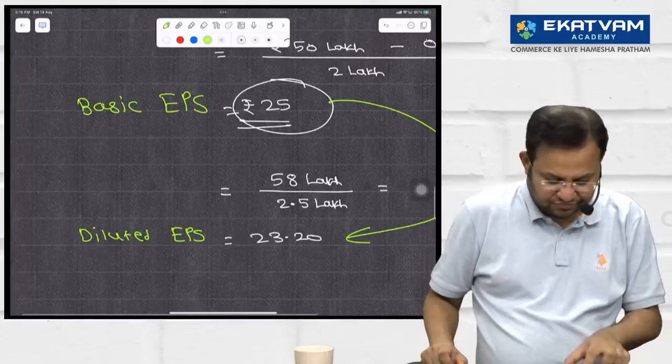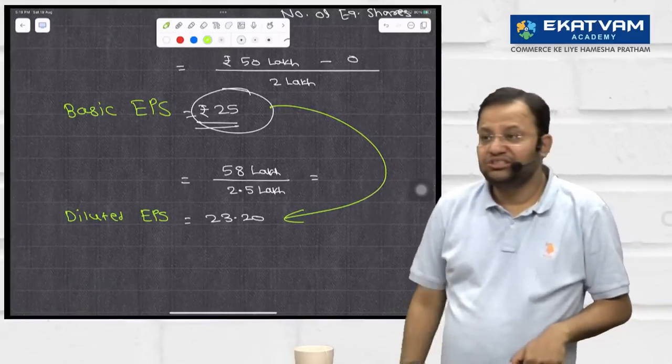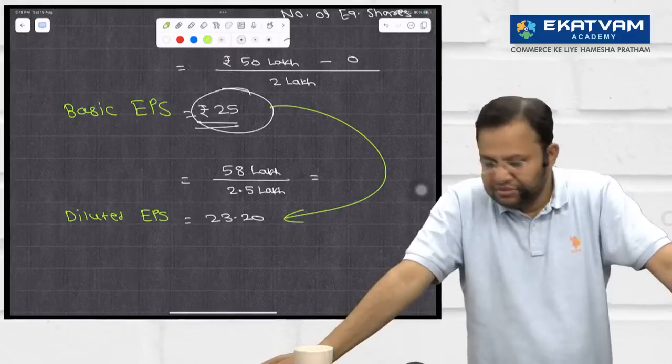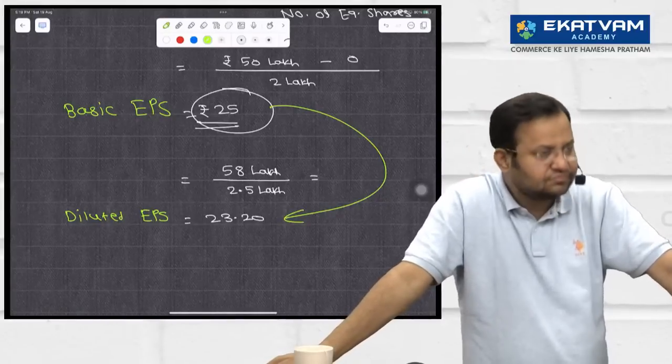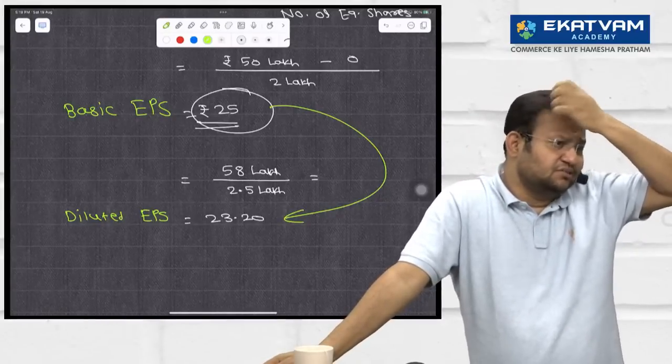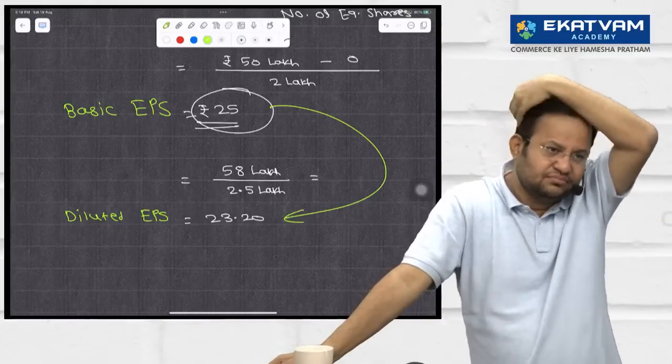23.2. There is a dilution in earning of the company. From 25 to what? 23.2. Do you understand dilution? Yes. Anyone has a doubt?